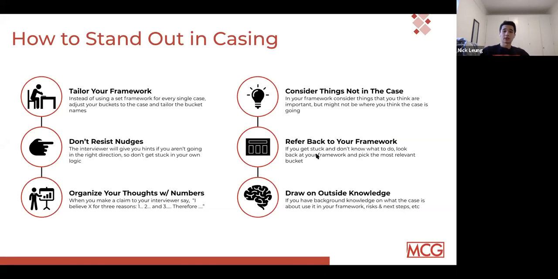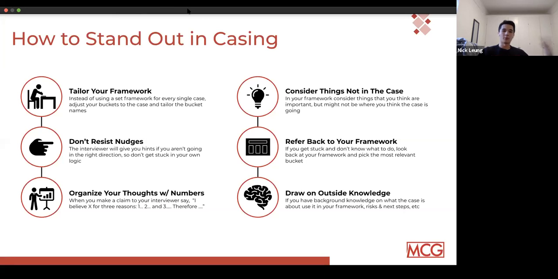Cool. The next step, I would say, is if you get stuck, you don't want to sit there and freeze up, because from my experience in casing, especially in the beginning part, you can really get stuck with no idea where the case is going. And remember, one of the things they're testing for is the ability to think on your feet, to not just stand there and freeze up. So a good tip that I use is, if I get really stuck, I always refer back to my framework, because I probably wrote 2 to 3 other buckets that I haven't even touched on yet in the case. And so I'll probably say, do we have any data on this bucket or this bucket, the ones that I didn't use.